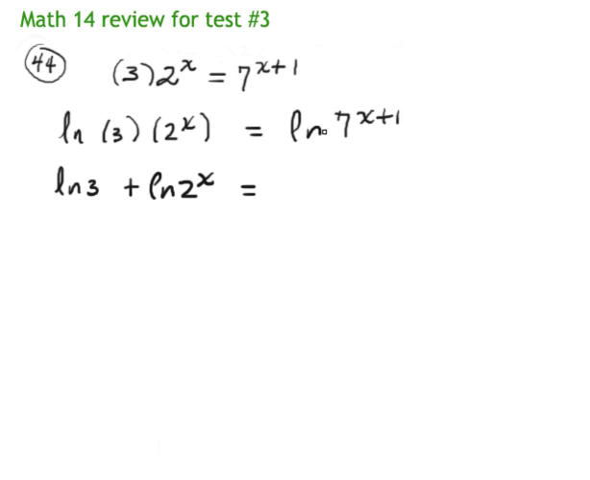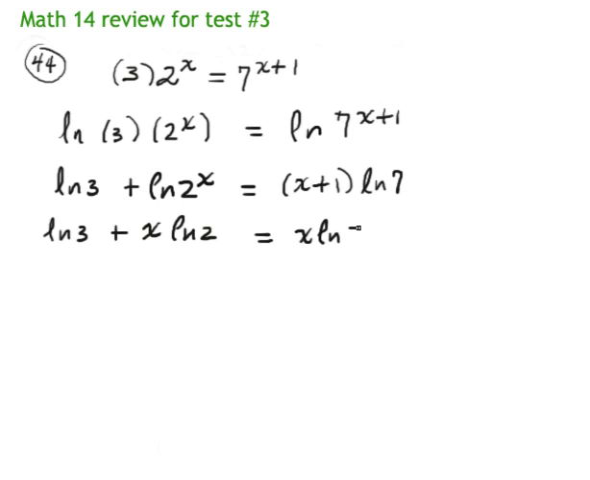Okay, here I'll bring down the x plus 1. All right, and I can bring down the x in this second term here. So I have ln 3 plus x ln 2. Now multiply through here, x ln 7 plus ln 7. Now let's bring the x's on one side of the equation, and let's say subtract ln 3 from the other side. Let's first subtract x ln 7 from both sides.